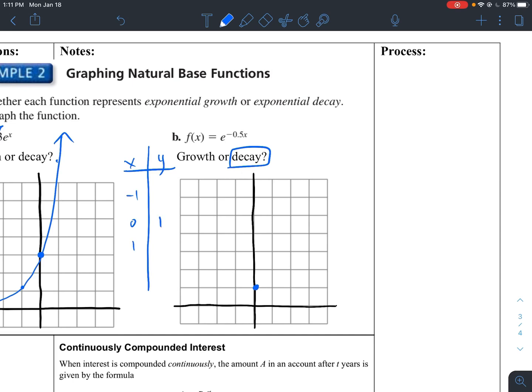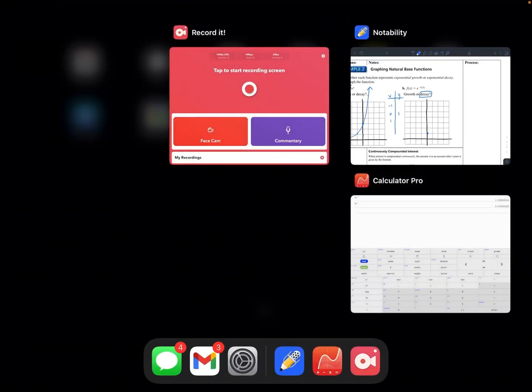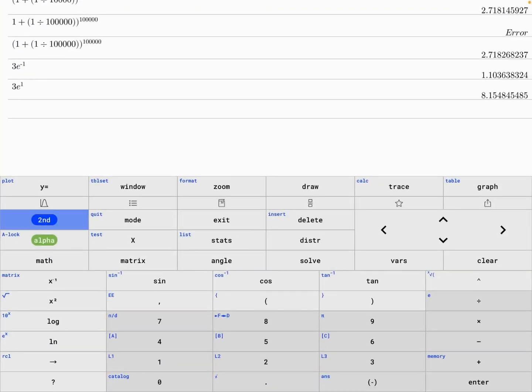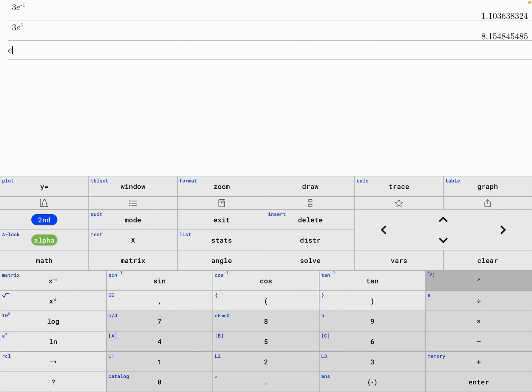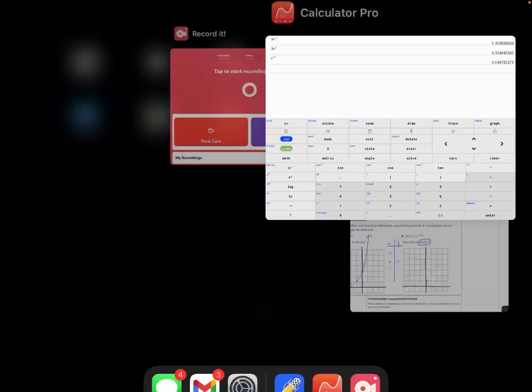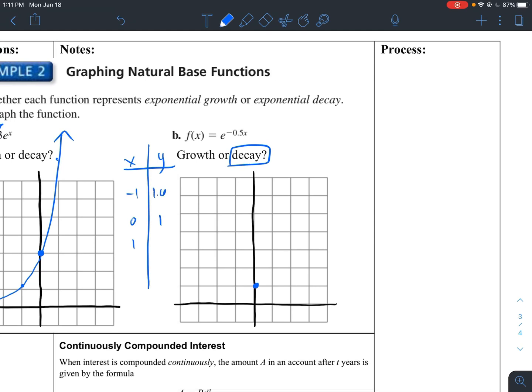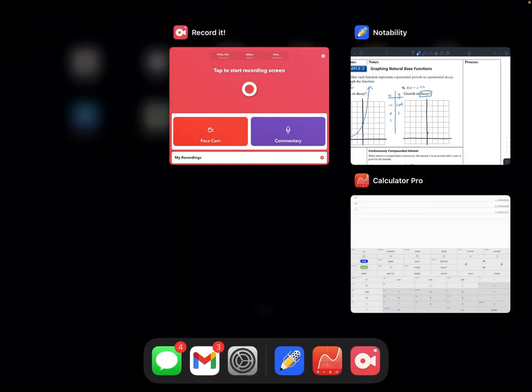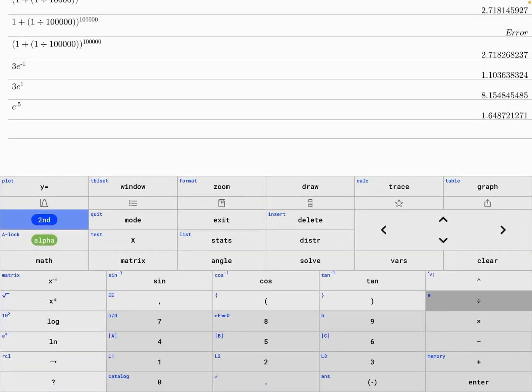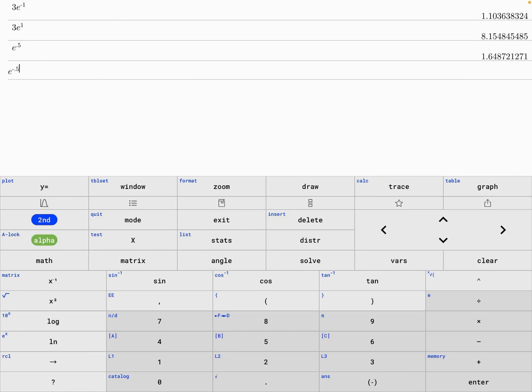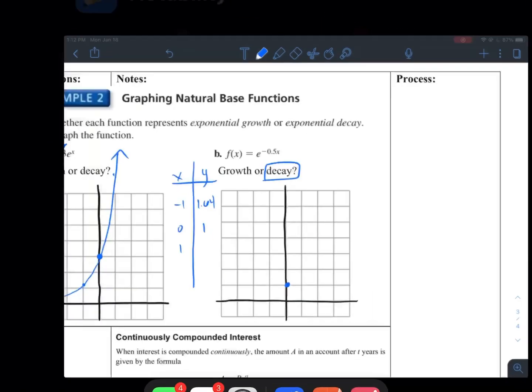Now let's try and plug in -1 and +1 into the function. If I plug in -1, that would be positive. So that's just going to be e to the 0.5 power. I get 1.64. Now, if I plug in +1, that's still going to be negative. So that's going to be e raised to the -0.5. And I get 0.61.